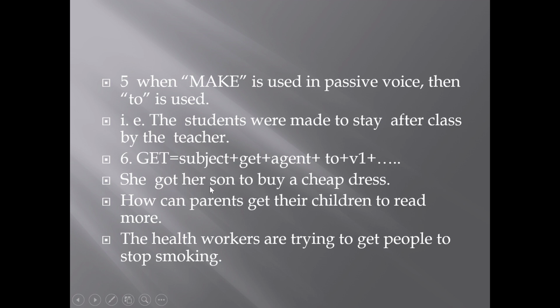Got is the past form of get. And then her son is the agent, to buy, so to came. But when make was used, there was no to. Now there is to buy a cheap dress.